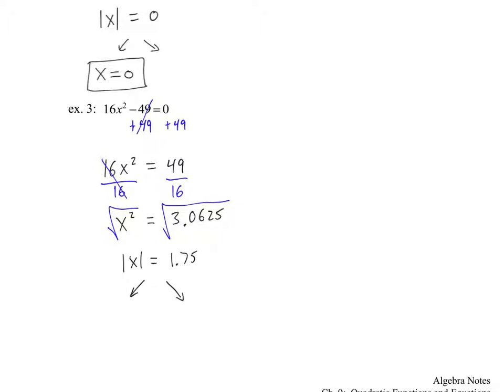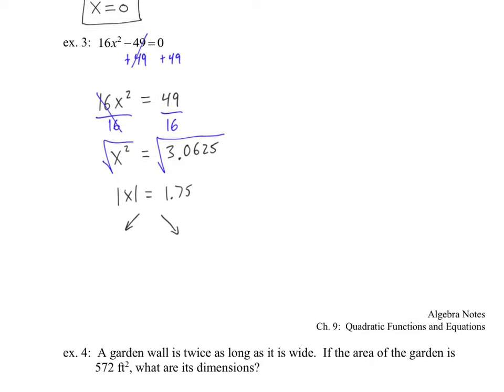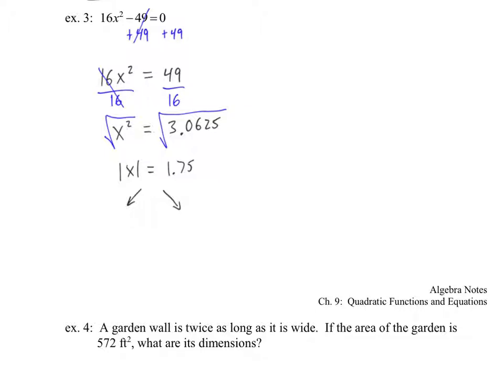Because absolute value equals that, we can break this up into two different things. One option for x could be a positive 1.75, or, because it's absolute value, what's inside the absolute value could be a negative 1.75, because the absolute value of that would give me the positive 1.75. So that's the way most people are going to work through to the solution.